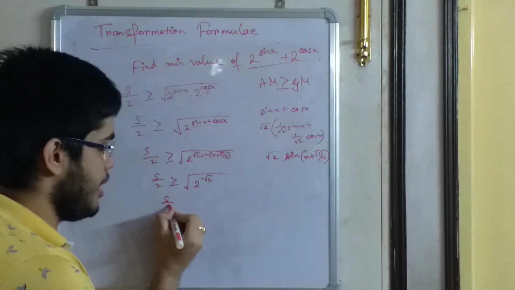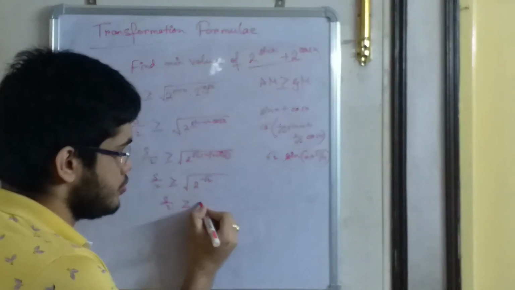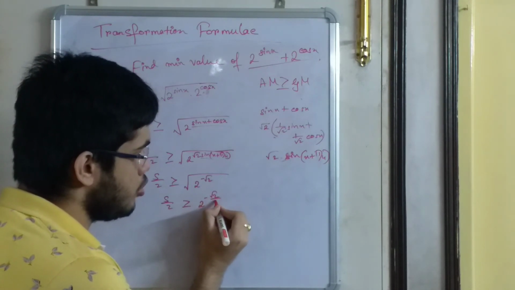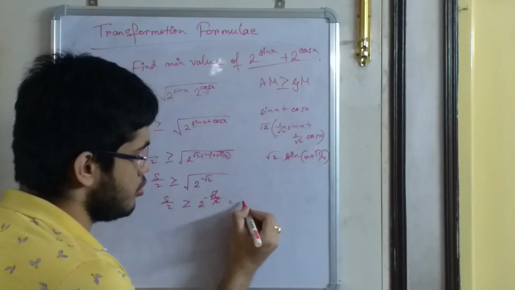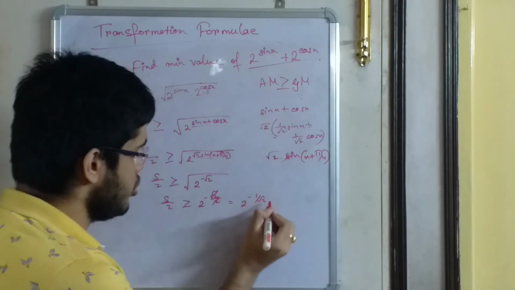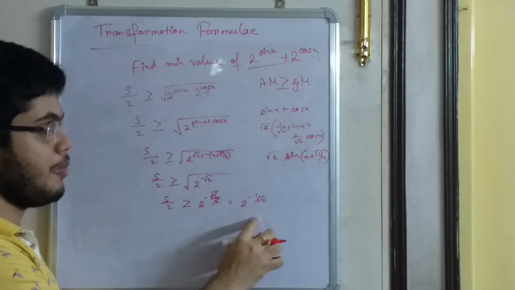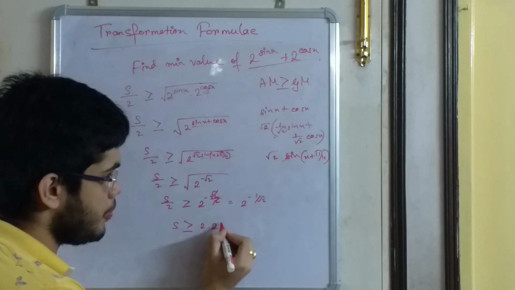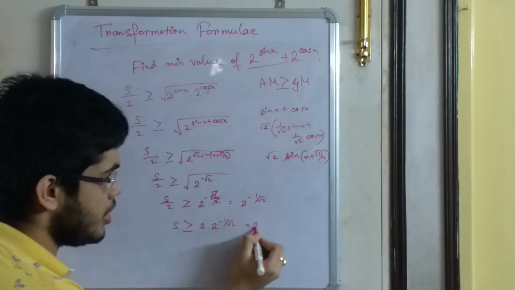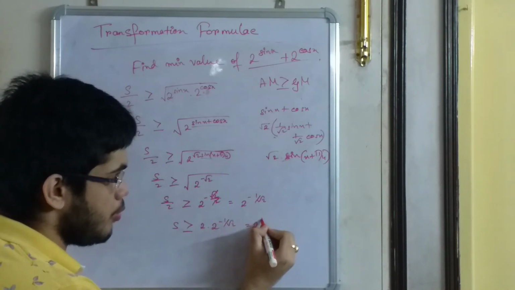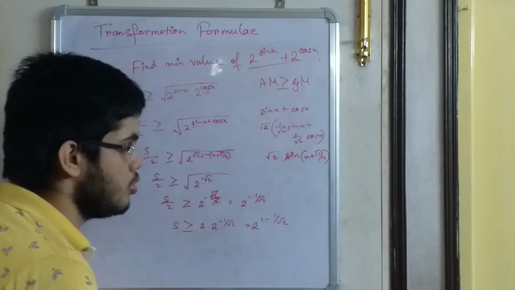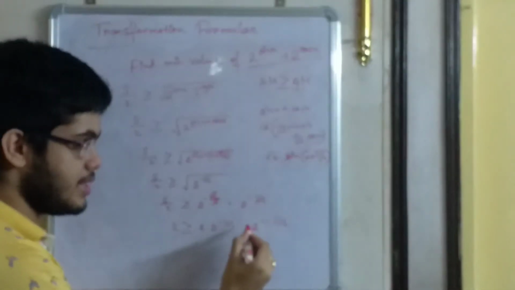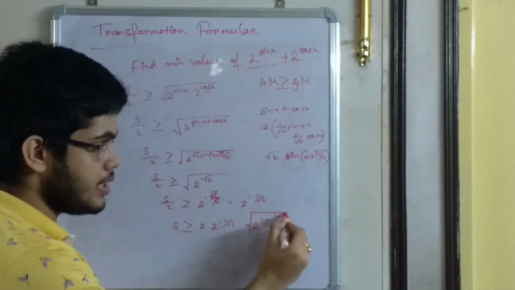Now this we can write as S by 2 is greater than or equal to 2 to the power minus root 2 by 2. So this will get cancelled, so it is equal to 2 to the power minus 1 by root 2. So S by 2 is greater than or equal to 2 to the power minus 1 by root 2. So S is greater than or equal to 2 into 2 to the power minus 1 by root 2, which is equal to 2 to the power 1 minus 1 by root 2. So we have found out that the minimum value of 2 to the power sin x plus 2 to the power cos x is 2 to the power 1 minus 1 by root 2.